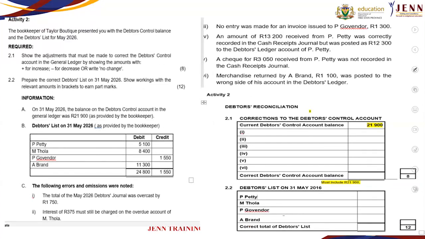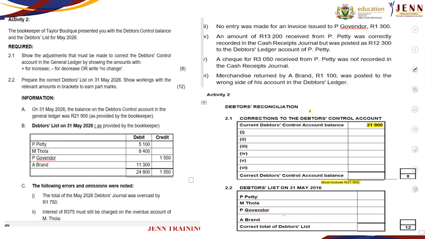In activity 2, we still continue with our creditors reconciliation, and then the debtors reconciliation. Now we have the questions as well as the answer book, of which I believe you do have this question in front of you, and then you also have this type of an answer book. Now let's read the instruction and let's do the question.